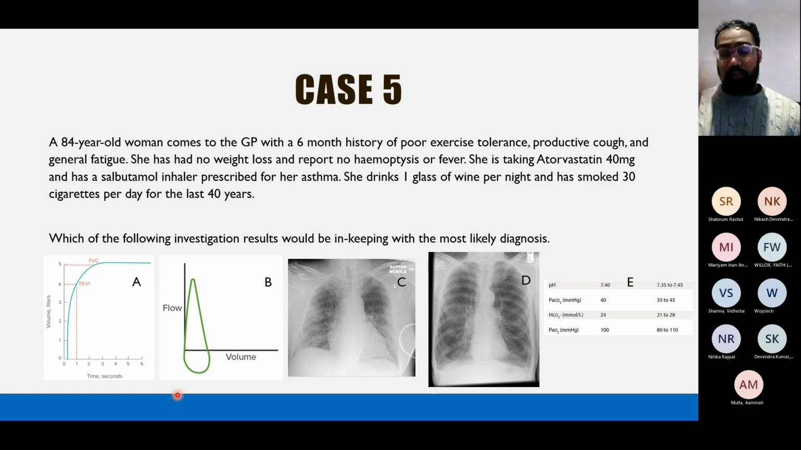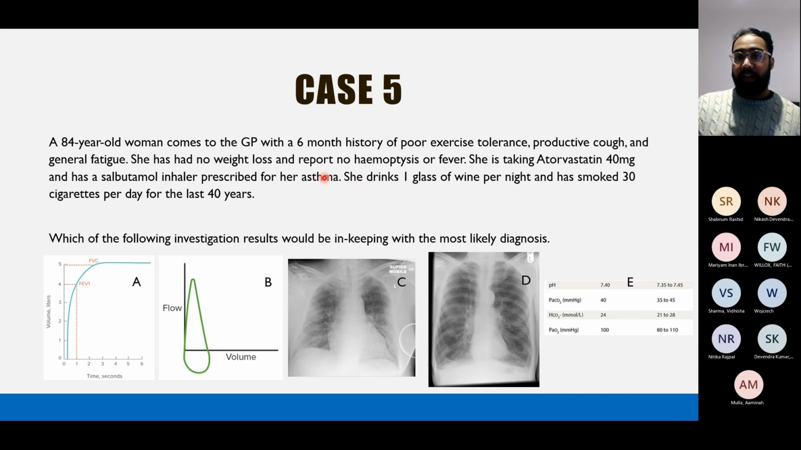Okay, let's go through it. So the stem, if you boil it down, is an 84-year-old woman, 6-month history of poor exercise tolerance, a cough and fatigue, but no weight loss and hemoptysis. So it's probably not cancer. It could be, but it's probably not. And no fever, so it's probably not infectious. Takes torvastatin, so she's high cardiovascular risk, and she's got asthma.